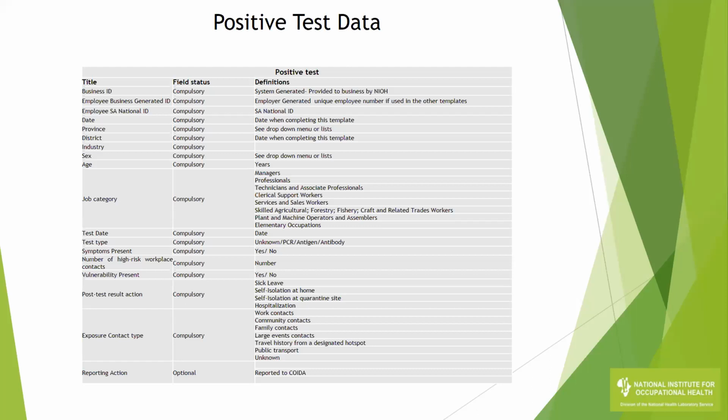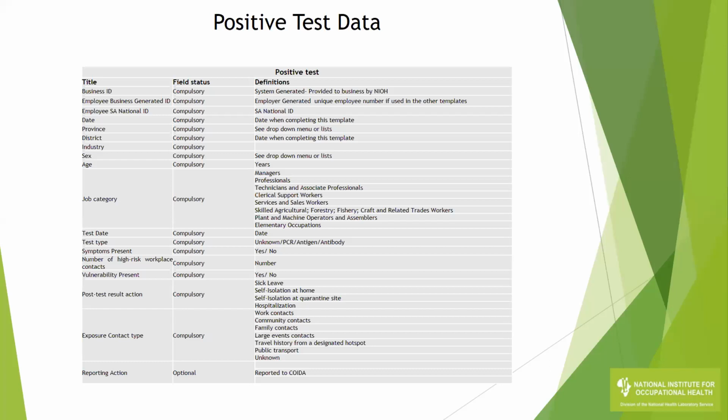So on vulnerability, I'll explain more when we get to the vulnerability data template. And then the post-test result action field is also compulsory. We want to know whether after the person tested, did the person go on sick leave, go into self-isolation or to a quarantine site, or were they hospitalized? This is one of the pieces of information we collect more of, especially in the return to work data. We shall get into more detail when we discuss it.